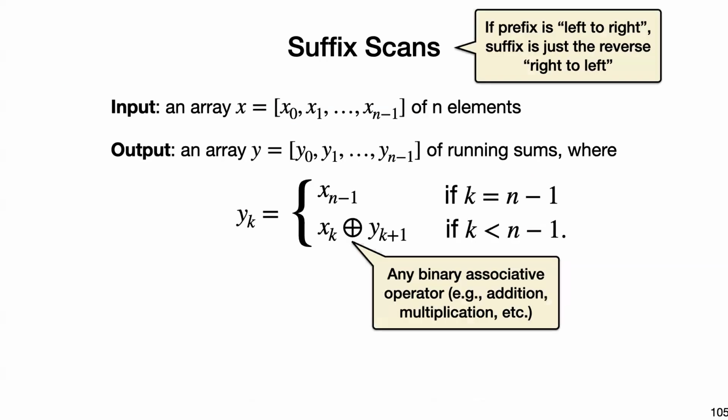And then another variant on prefix sum is suffix, which is just the other way. So if prefix is left to right, where you're keeping these running sums, suffix is right to left. So you start from the rightmost position and you do these partial accumulations.